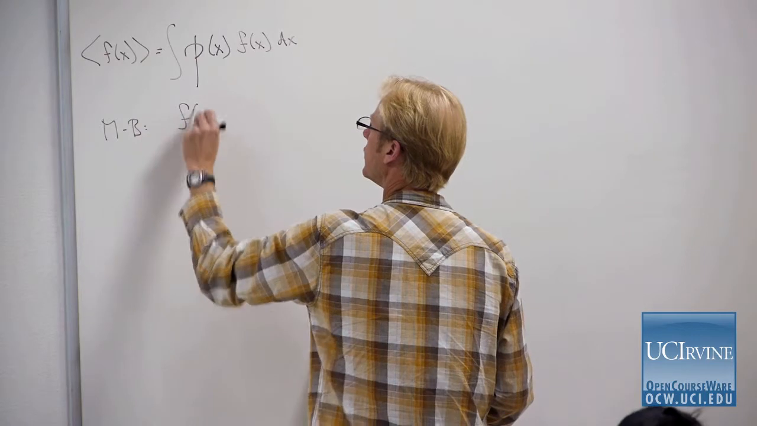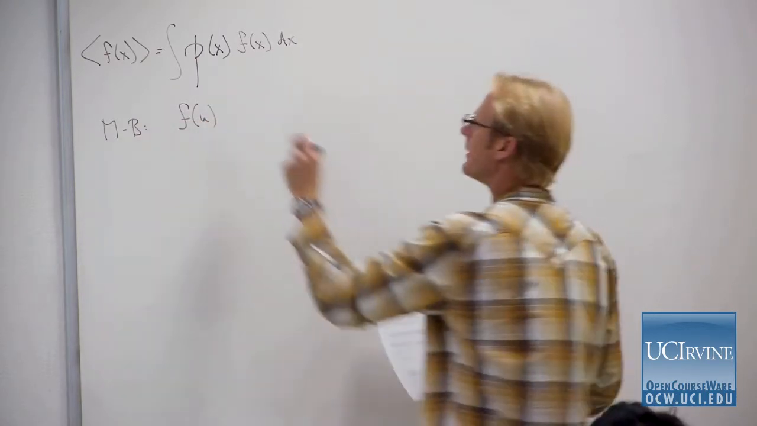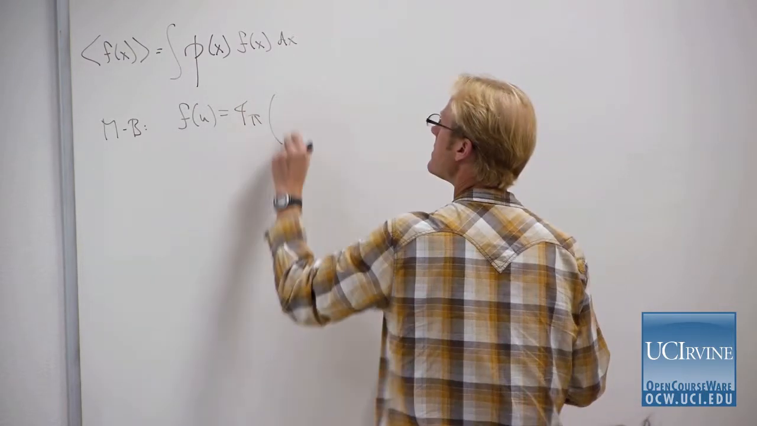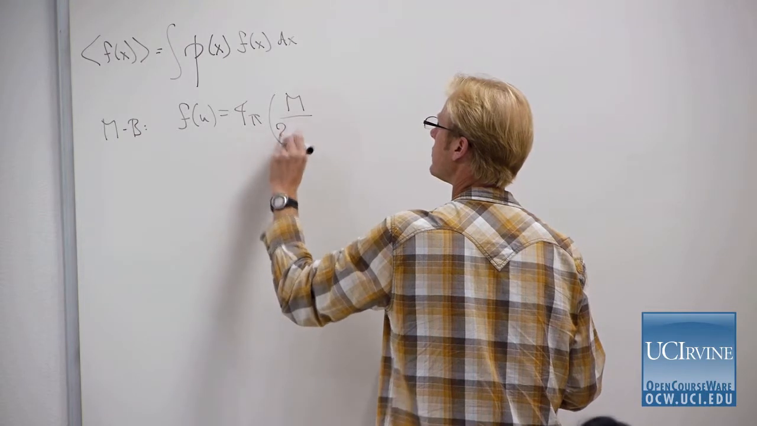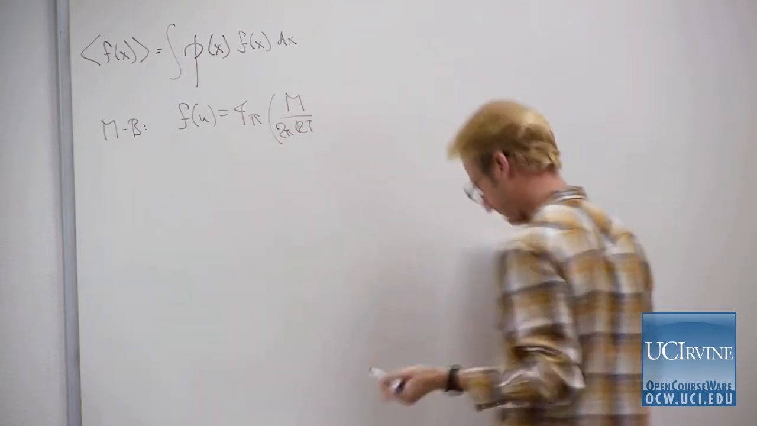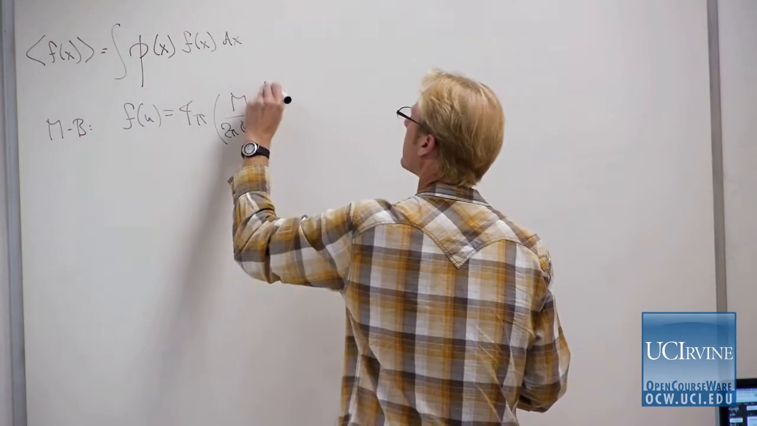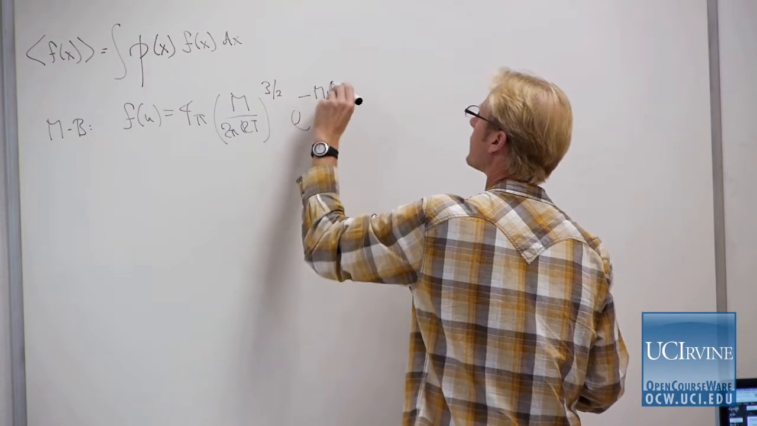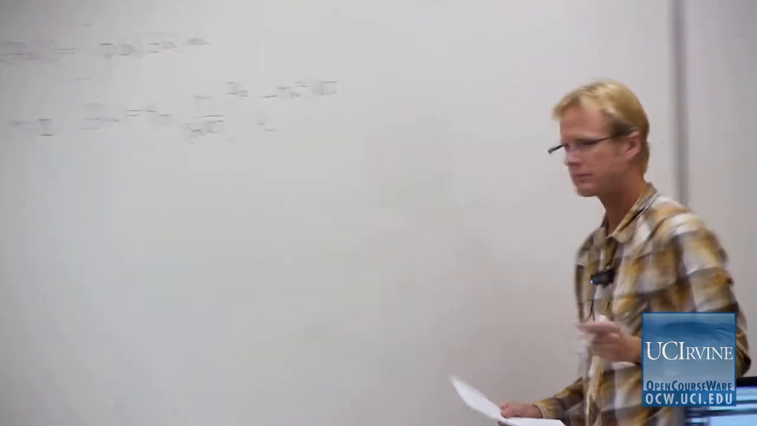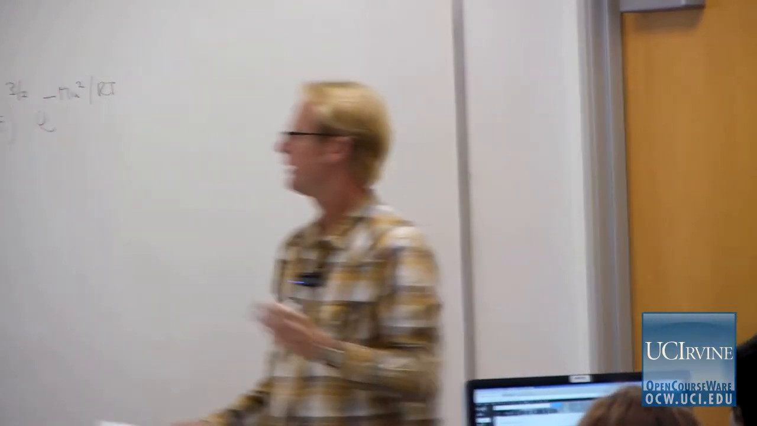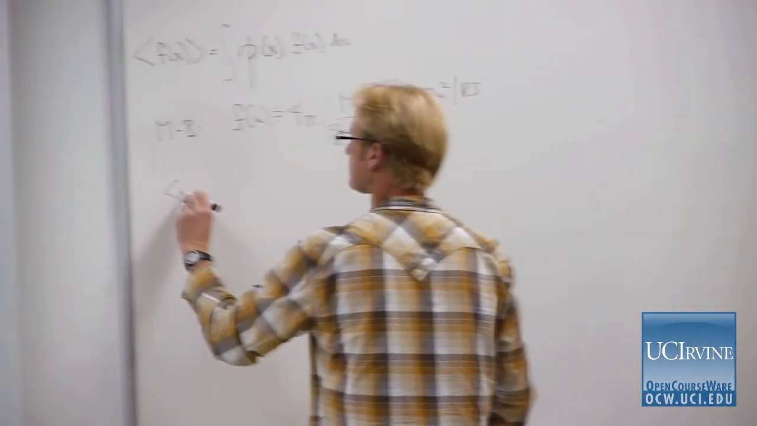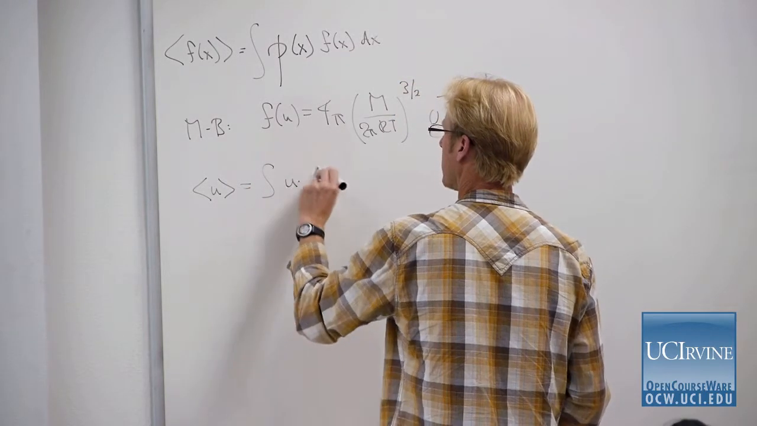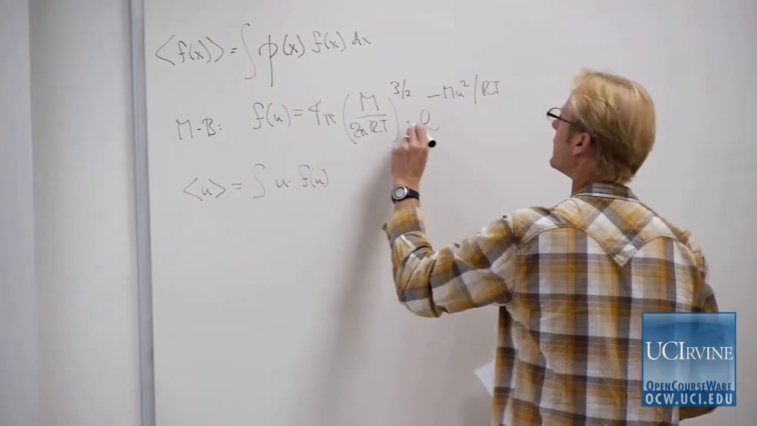So that's f of u, where u is the speed, is equal to 4 pi, and then we have m, the molar mass, over 2 pi RT, to the 3/2, and then e to the minus m u squared over RT. And then what we're going to do with that is calculate the mean speed. So that's going to be the integral of u times f of u. I'm sorry, there should be a u squared in here too.